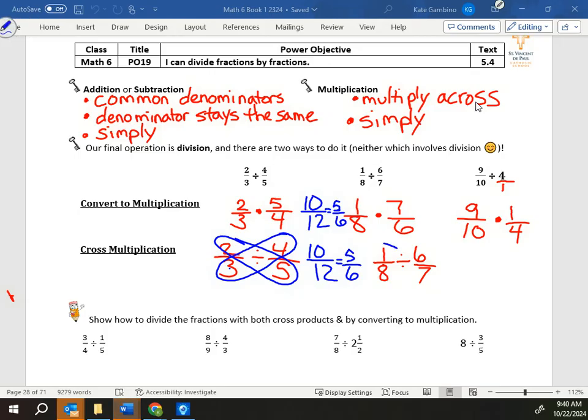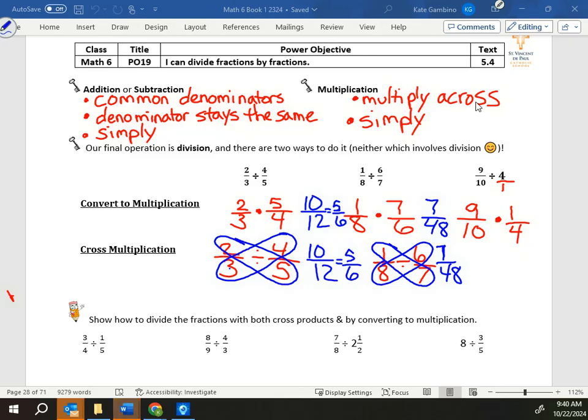If we multiply the 1 times the 7, we get 7. And then we multiply the 8 times the 6, and we get 48. So we have 7/48. If we looked at the top, multiplying across, 1 times 7 is 7, 8 times 6 is 48. We can't simplify. It doesn't go any simpler than that. It's reduced down as far as we can go.